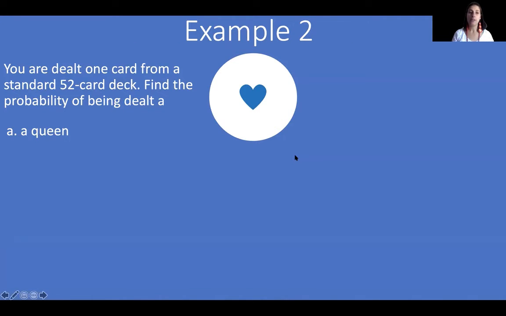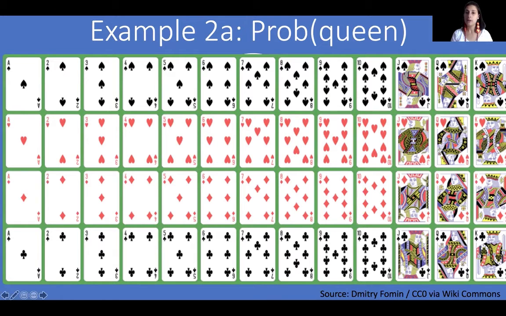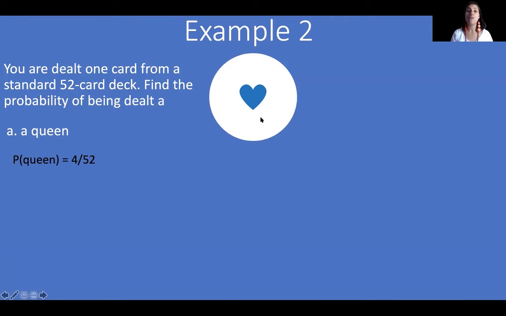To find the probability of being dealt a queen, we should check how many queens there are. Well, there are 4 queens. If you don't believe me, check right here. 1, 2, 3, and 4. And a total of 52 cards. So we have 4 out of 52, which reduces to 1 out of 13. So you have a probability of 1 in 13 that the card will be a queen.